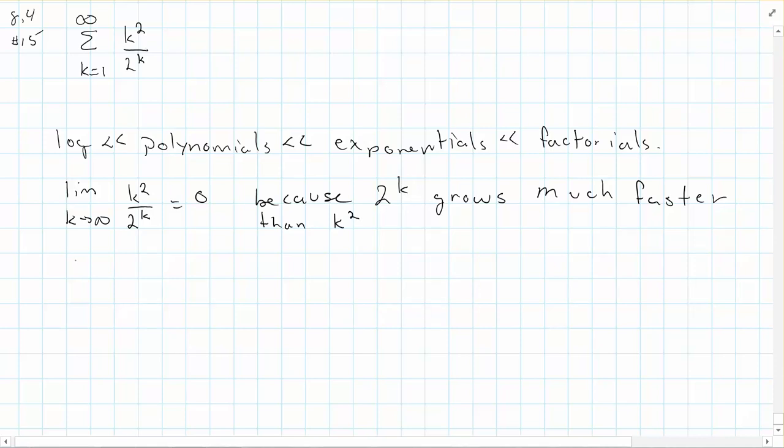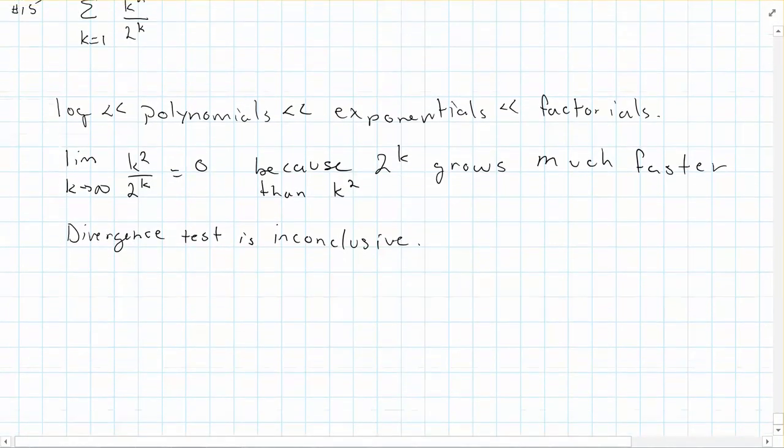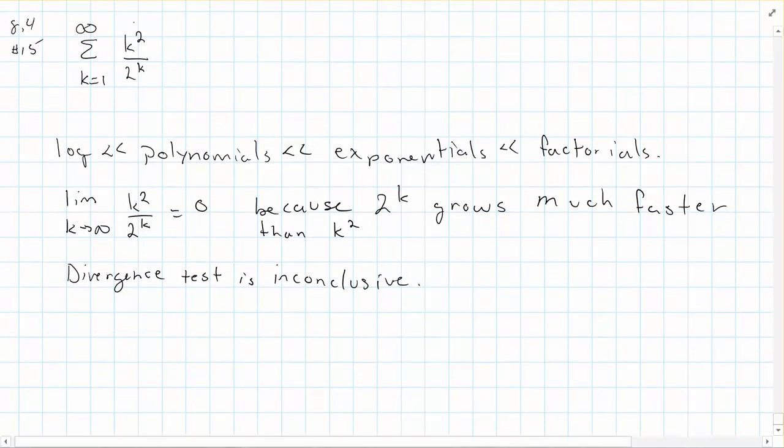The problem with this one is then the divergence test is inconclusive. And remember, on the exam, you'll always be able to apply a test to determine it. So let's go ahead and actually apply a different test here. The temptation might be to use the root test. But you don't want to use the root test. The reason you don't want to use the root test is this right here.